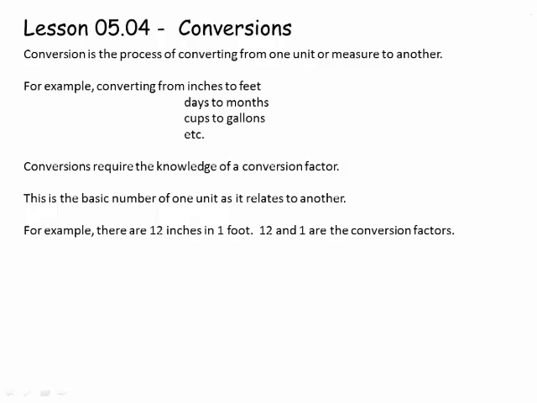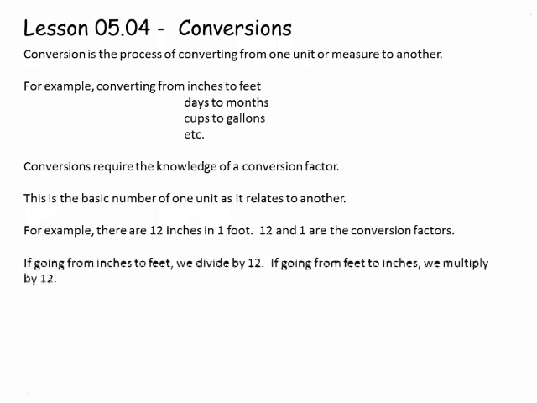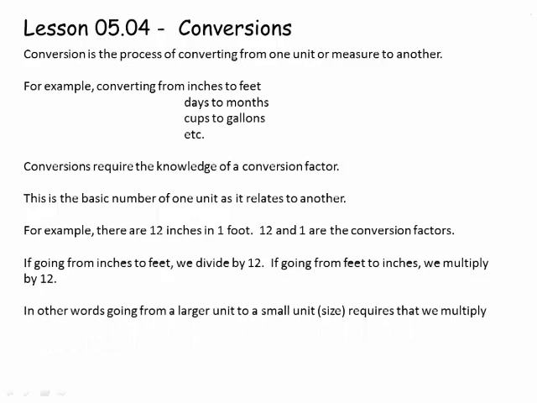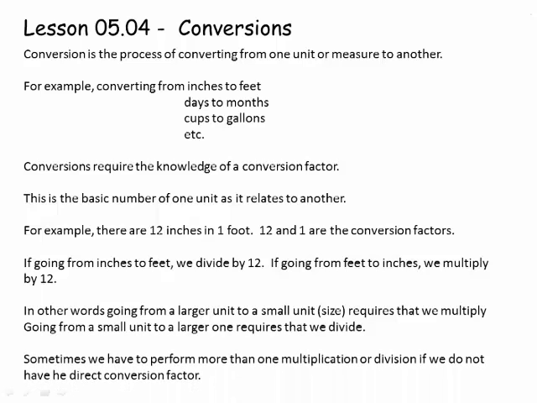12 and 1 are the conversion factors. If we're going from inches to feet, we would divide by 12. If we were going from feet to inches, we would multiply by 12. So in other words, if we go from a larger unit to a smaller unit, we're talking about the size of the unit, we would multiply. If we're going from a small unit to a larger one, we divide. Sometimes we'll perform more than one multiplication or division if we do not have a direct conversion factor.